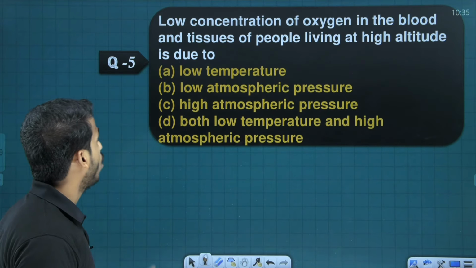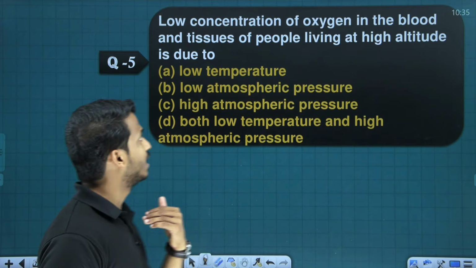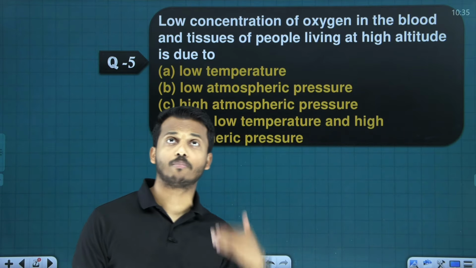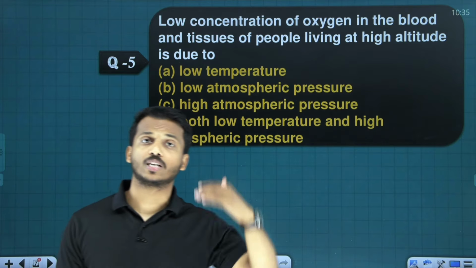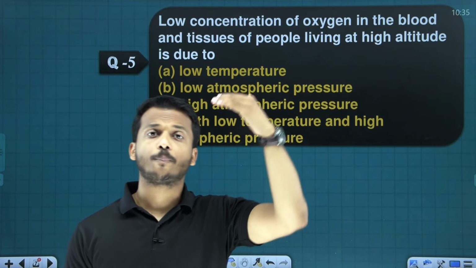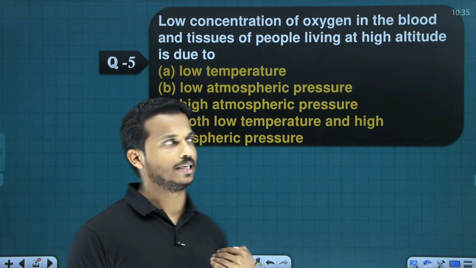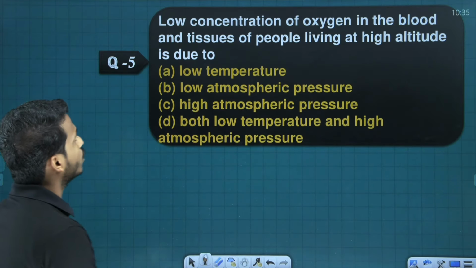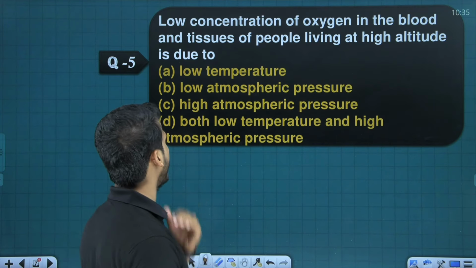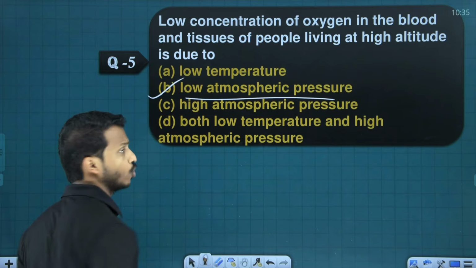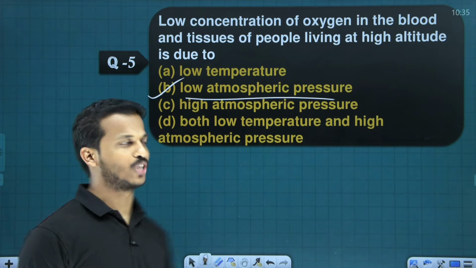Next, low concentration of oxygen in the blood and tissues of people living at a high altitude. We studied mountain climbers, or people staying at a high altitude. Pressure is very low, and because of less pressure, less oxygen can be taken in, right? So what is the reason? Low concentration of oxygen in the blood at a high altitude is because of low atmospheric pressure, according to Henry's law.